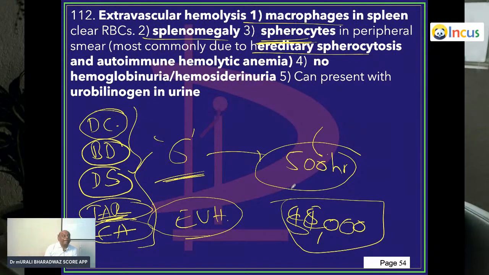Spectrin, ankyrin deficiency. Do you remember we have discussed elliptocytosis? Okay. If you don't tell, we will cancel the class, Girija.